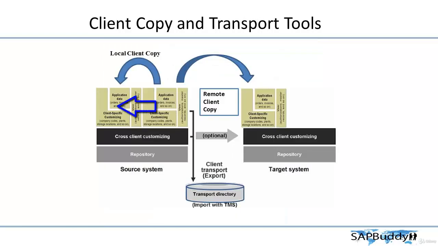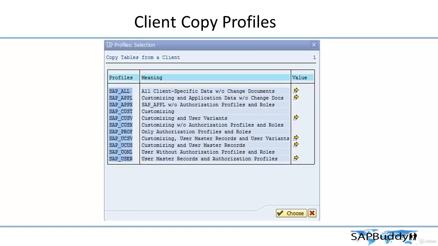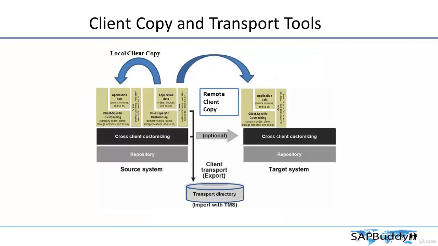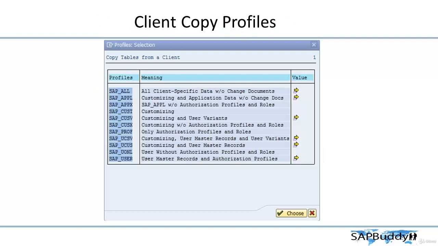Meaning to say, when you are copying from one client to another client, if you want to copy only the users, then you can copy only the users. Or if you want to copy only the users and the related roles and profiles and everything, then you can copy that. If you want to copy only the customizing data, not the users, then you can copy only the customizing data. If you want to copy the customizing data as well as the transactional data, then we can have a selection criteria based on this profile. So we have different profile selections you can make, which is described here. You can use these profile selections to copy the specific information which you require from one client to another client.